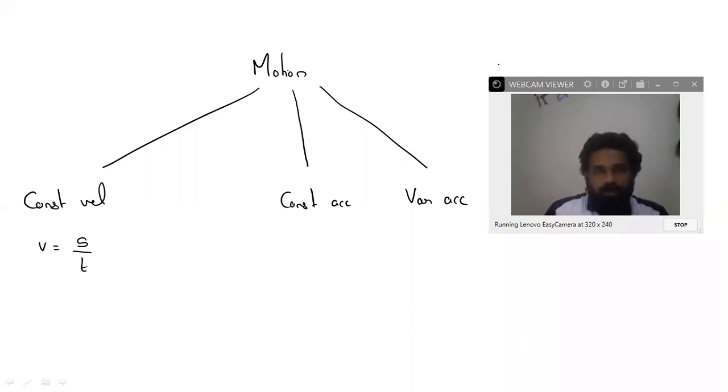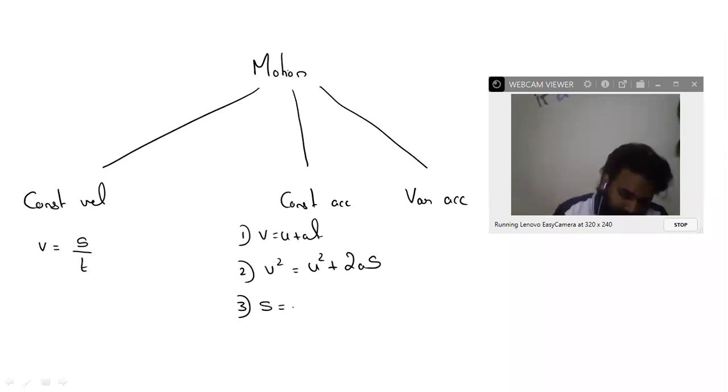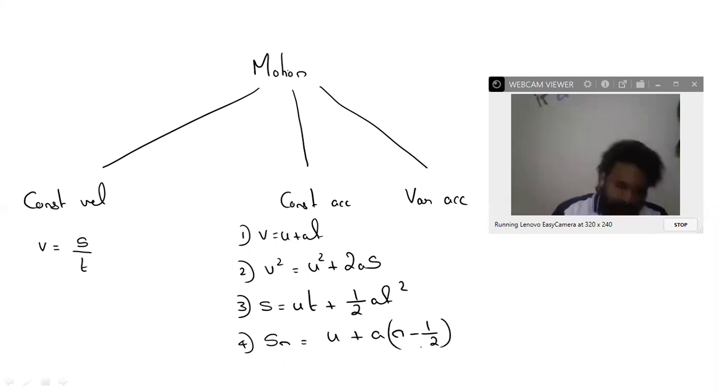Then another thing was constant acceleration. Wherever constant acceleration is there, v is equal to u plus at, then v square is equal to u square plus 2as, then s is equal to ut plus half at square, then the fourth category, Sn is equal to u plus a into n minus half. Okay, this much we have seen.